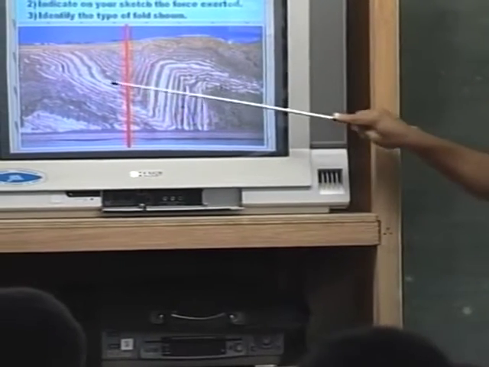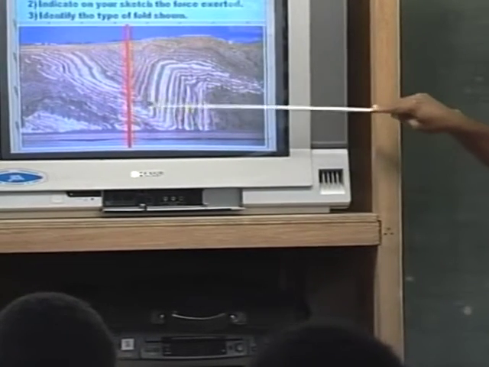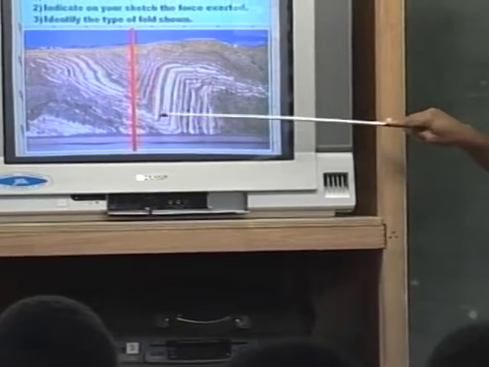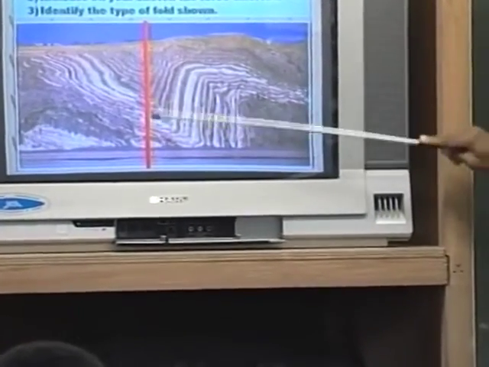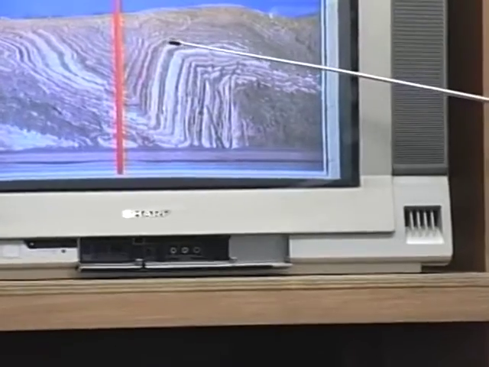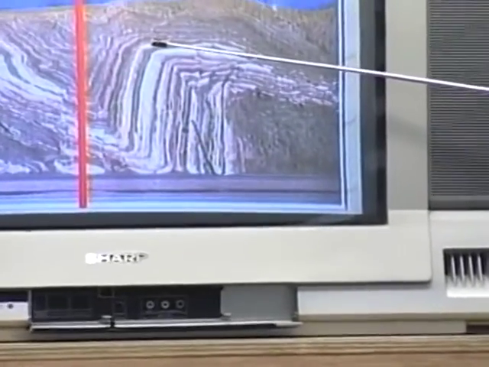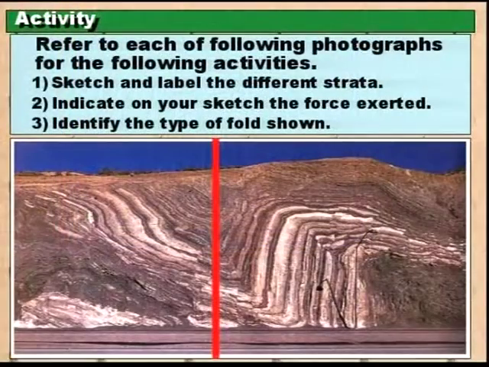If we continued on to the other side, you could also see the syncline. But because of the cutting, I've put a red mark there to separate this side from that, you would only be able to identify the feature as an anticline. Double check. Are we happy and satisfied with those two activities, with the sketches and labeling of those features?